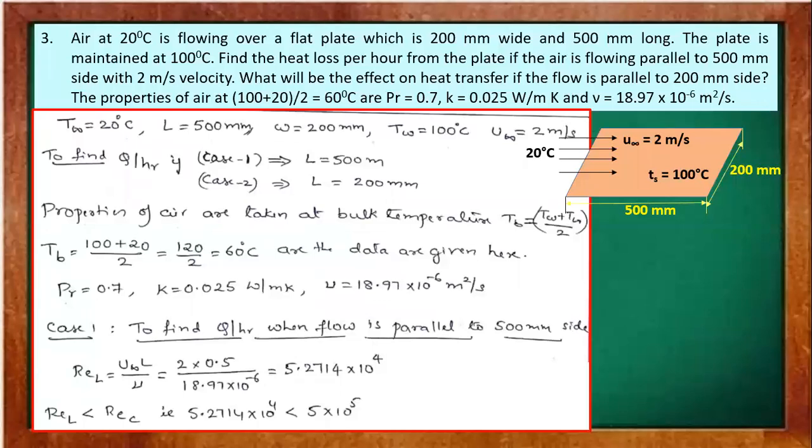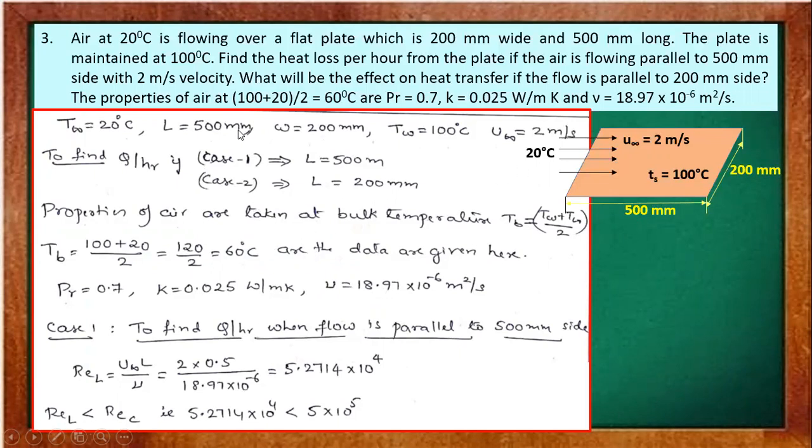Then in the third problem, they say air at 20 degrees centigrade is flowing over a flat plate which is 200 mm width, length is 500 mm. The plate is maintained at 100 degrees, and find the heat loss. TS is nothing but the wall temperature, 100 degrees centigrade. What will be the effect on the heat transfer? Flow is parallel to the 200 mm side. That means there are two cases. In the first case, the length of the plate is 500 mm, width is 200 mm. In the second case, the length is 200 mm, that means the plate is rotated, length is 200 mm, width is 500 mm. For both cases, we need to find the rate of heat transfer and compare it.